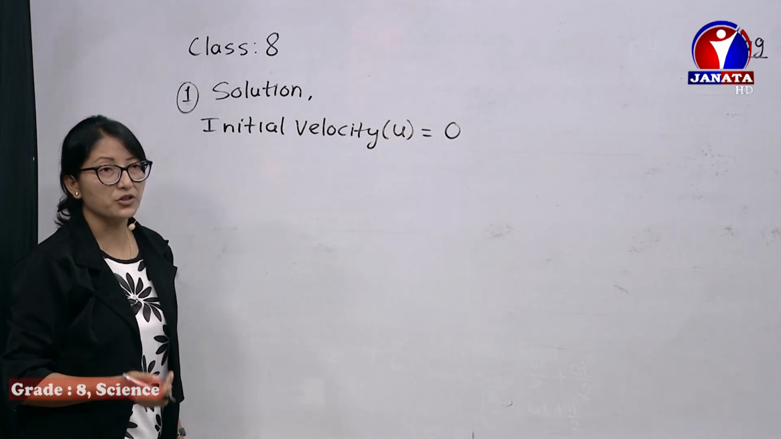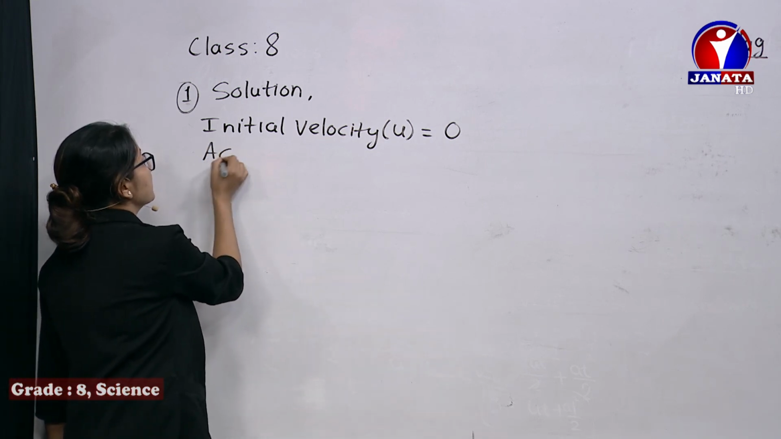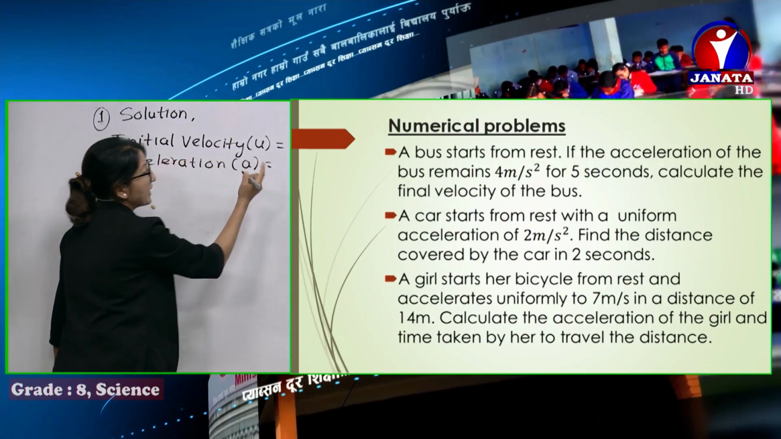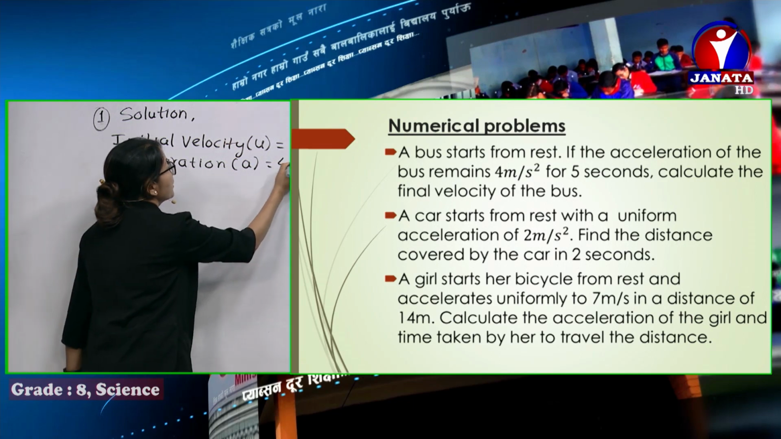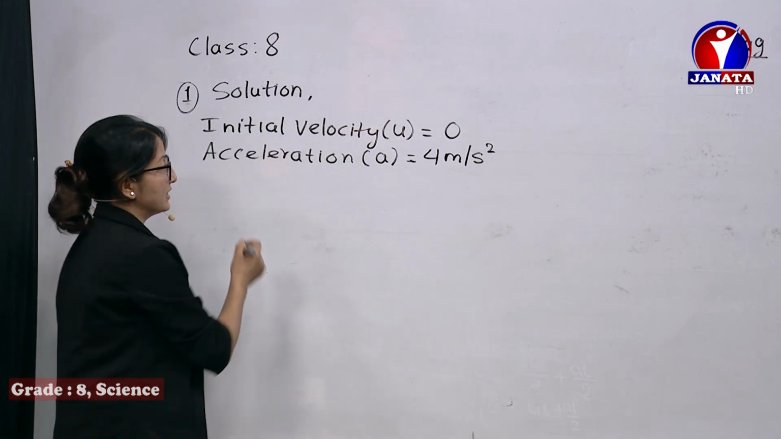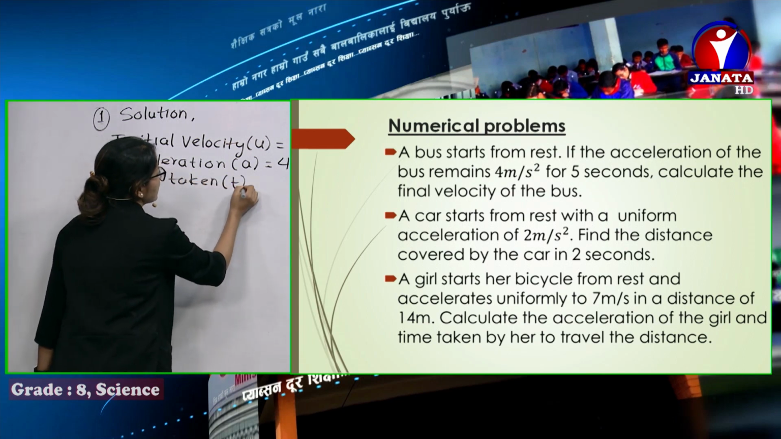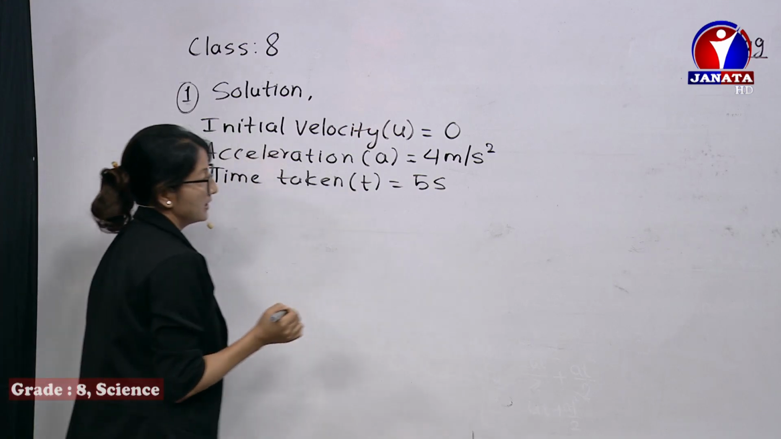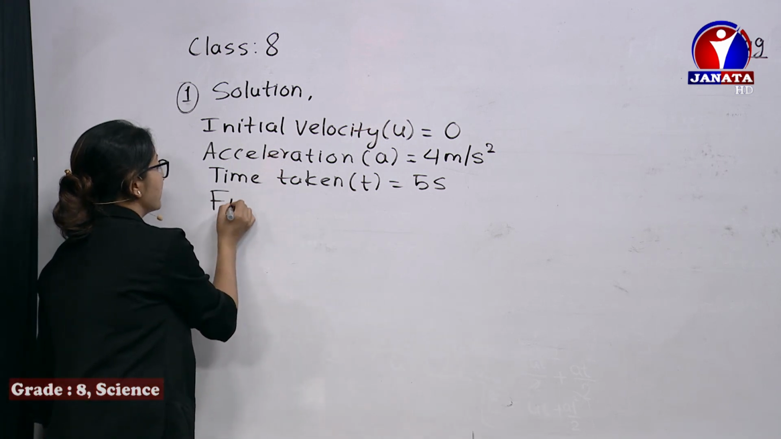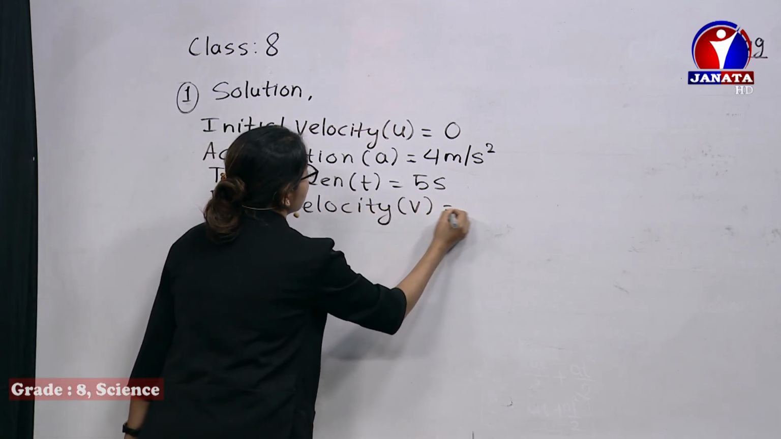According to the question, the acceleration of the bus remains 4 meter per second square for 5 seconds. Time taken is 5 seconds, t equals 5 seconds. Then calculate the final velocity of the bus. So what is the final velocity v equal to?